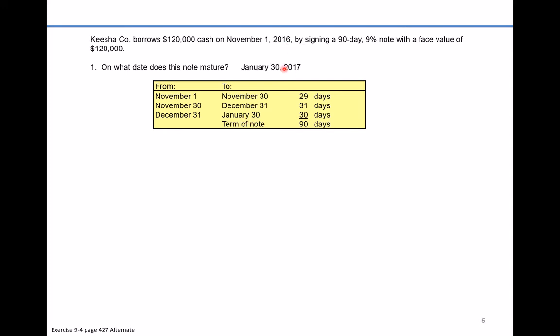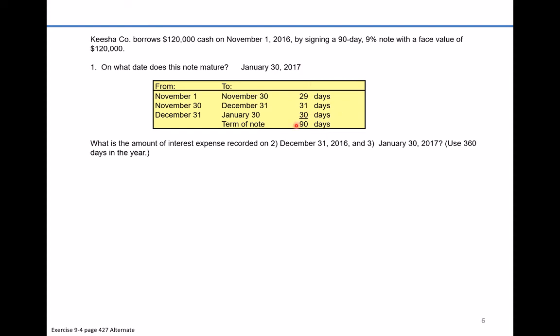Okay? It says, the next problem, what is the amount of interest expense recorded on December the 31st, 2016 and January 30th, 2017? And they ask us to use a 360-day calendar year. So we see that they had 60 days of interest that were in 2016 and 30 days of interest that were in 2017, and altogether 90 days of interest.